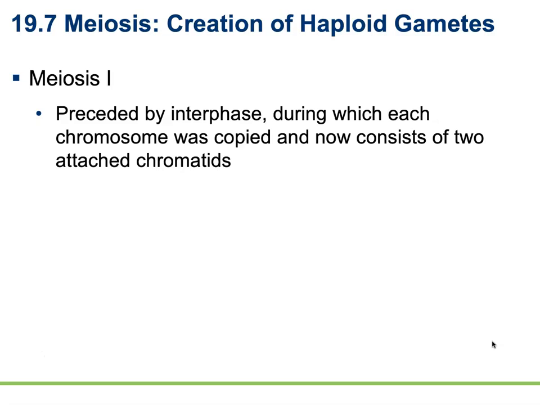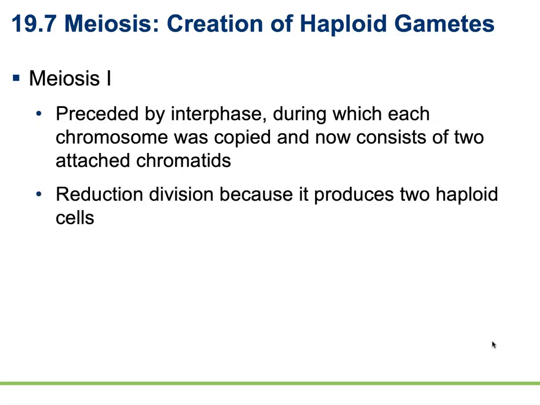All right, so we're going to look in depth at meiosis I. Meiosis is going to be preceded by interphase, during which each chromosome is going to be copied and now consists of 2 attached chromatids, just like interphase before in mitosis. This process of meiosis I is sometimes called reduction division because it's producing 2 haploid cells. We started off with a single diploid, now we're ending up with 2 haploid cells.